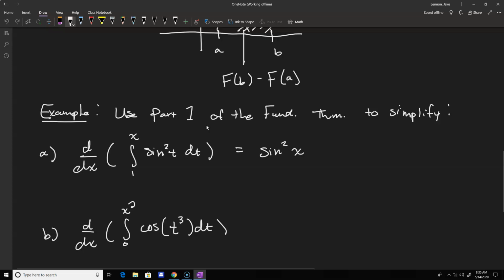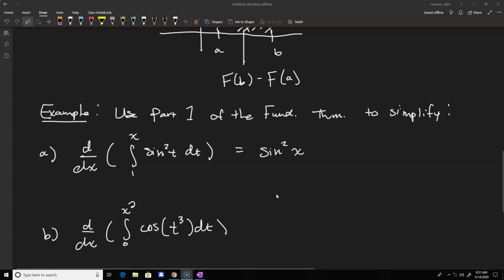And that's it. However, for the second part, there's a chain rule, because if you look at the top limit of the integral, it's a quantity x squared. It's not just x. And again, for the same reasons, we don't have to worry about continuity because cosine is continuous everywhere. T cubed is continuous everywhere. So the compositions of polynomials and trig functions are going to be continuous everywhere for sine and cosine.